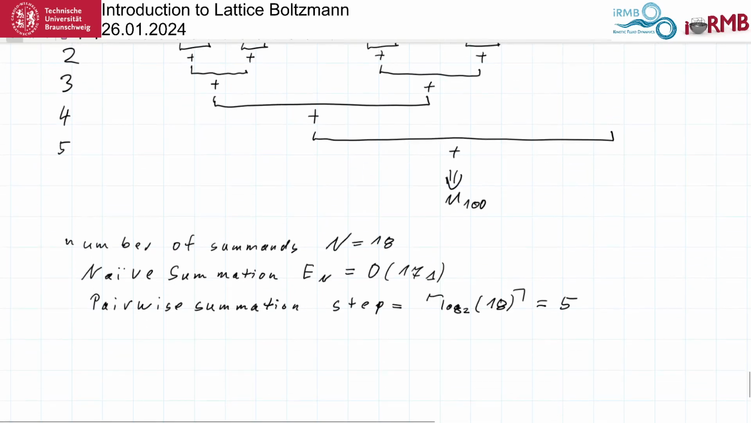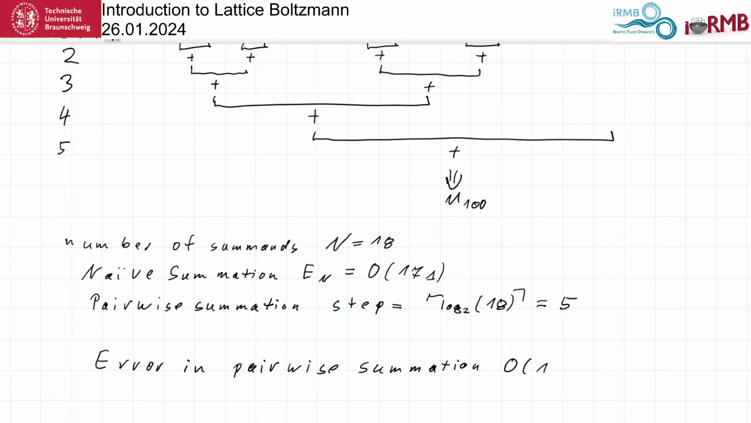So the error in pairwise summation is like delta log, so roof of the binary logarithm of the number of participants, probably the number of participants minus 1, but I'm not going to bother about this. And this is smaller than the delta times the number of participants.